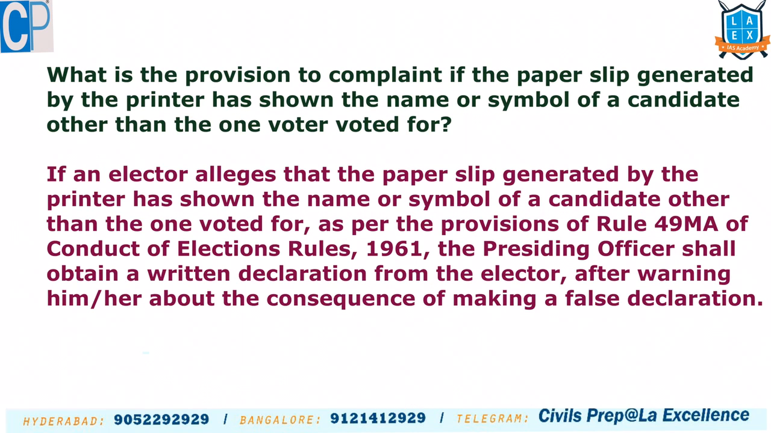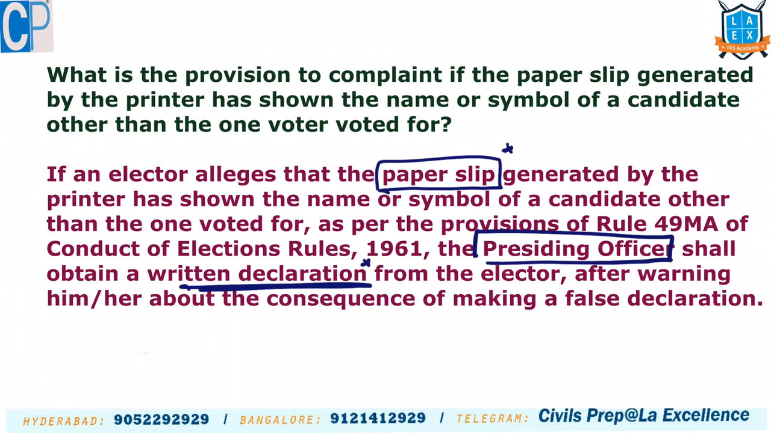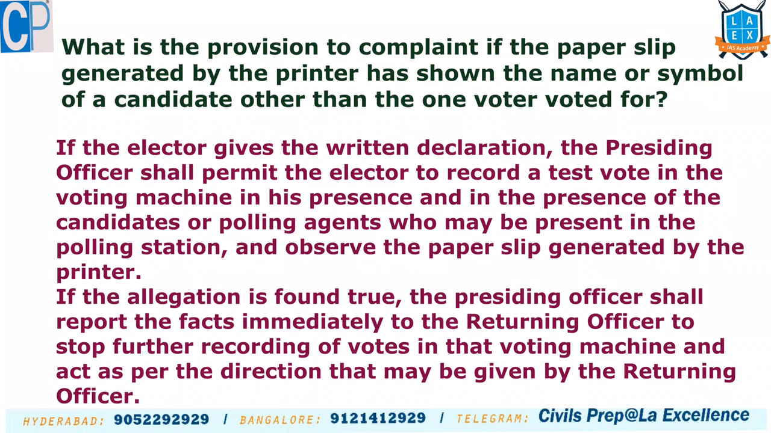Now let's say we have chosen a particular candidate and pressed a particular button, but the name and symbol printed on the paper slip in the VVPAT is different. Let's say the elector sees this. What is the process now? If an elector says the paper slip that was generated shows the name and symbol of a different candidate, then he can inform the presiding officer. The presiding officer asks for a written declaration from the elector. After taking this written declaration, the elector is allowed to record a test vote in the voting machine in the presence of the candidates or the polling agents of different parties.